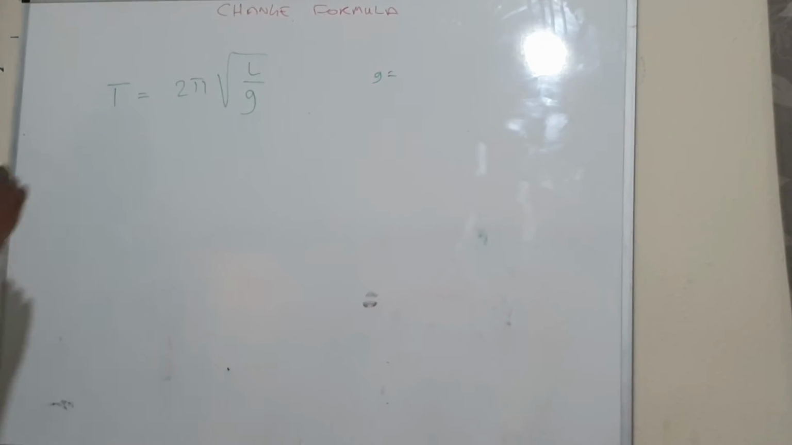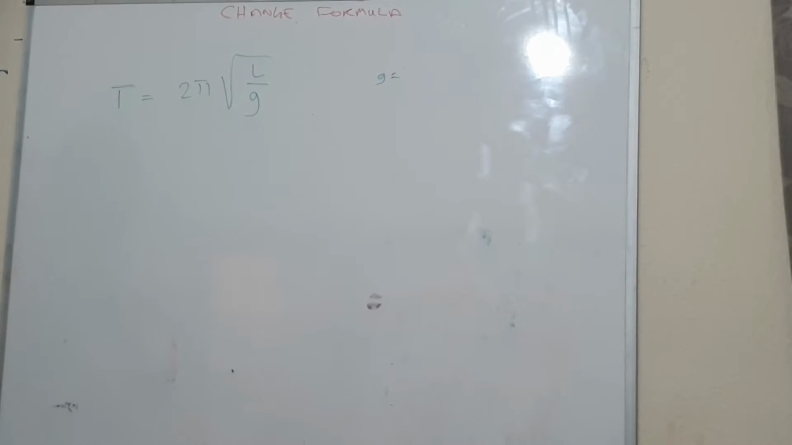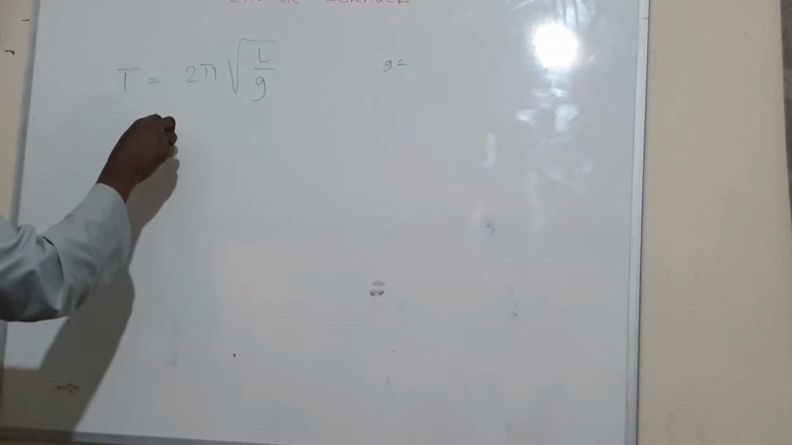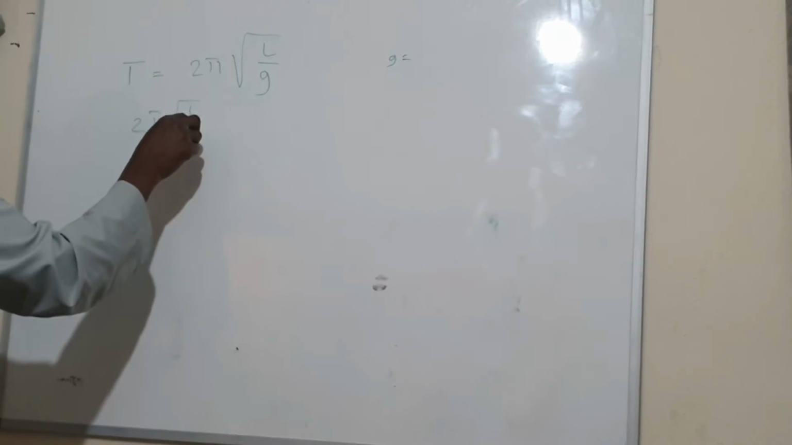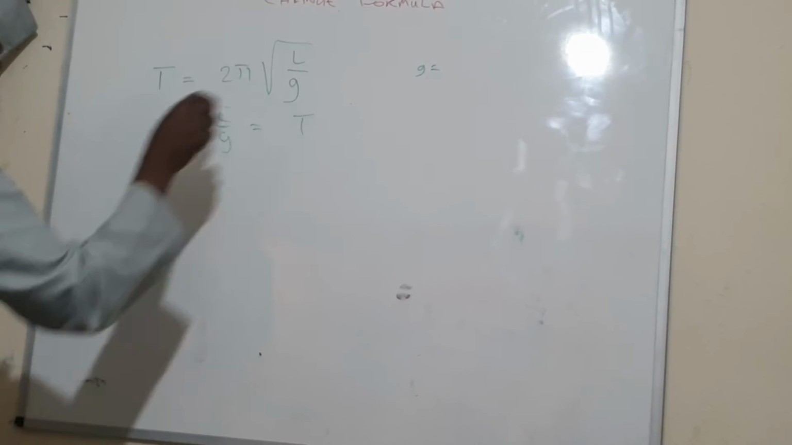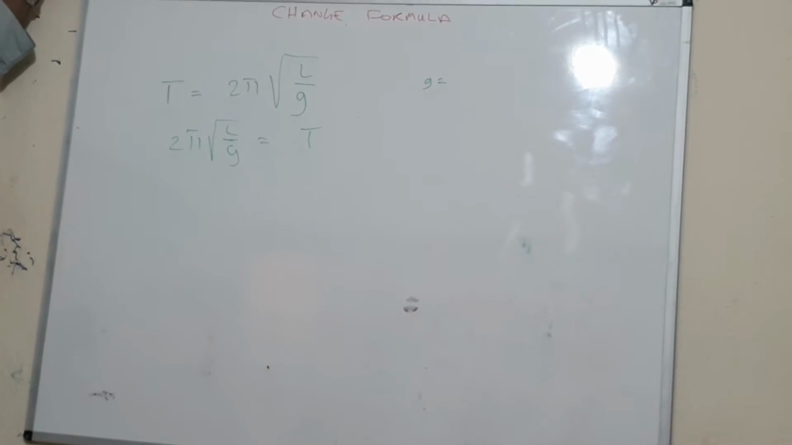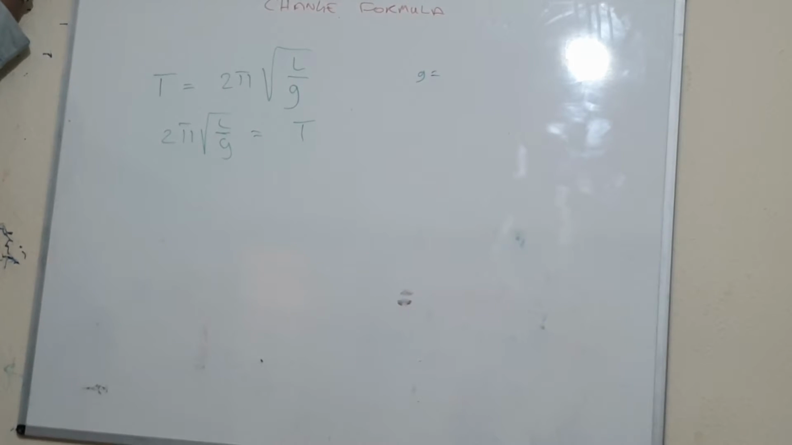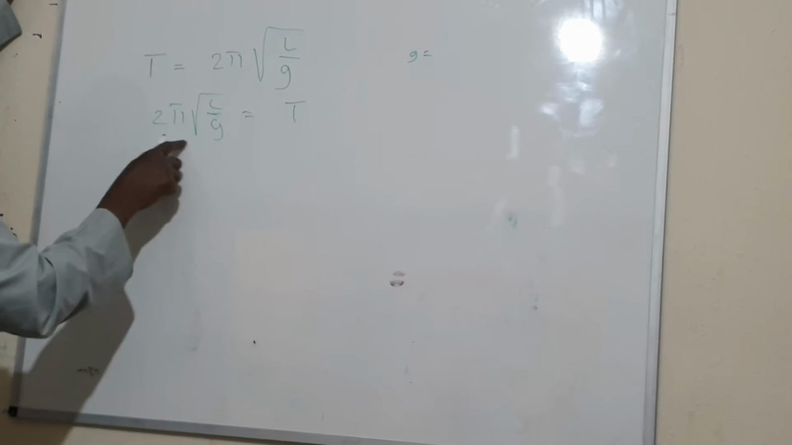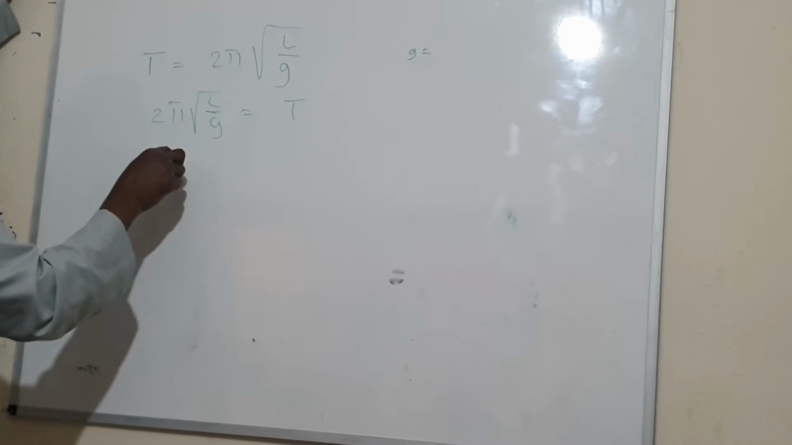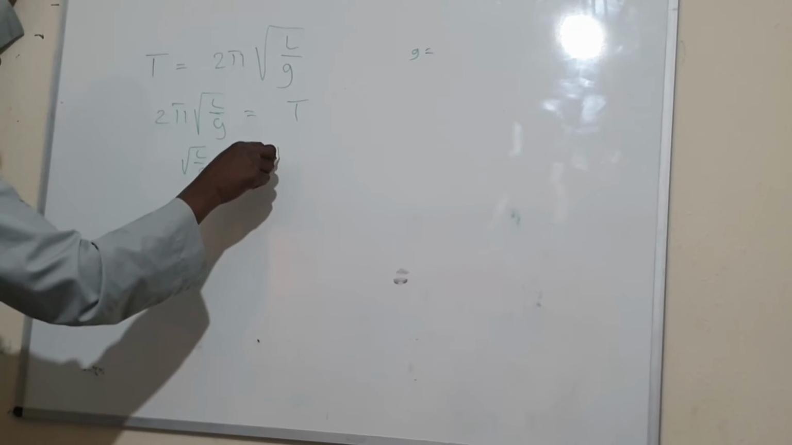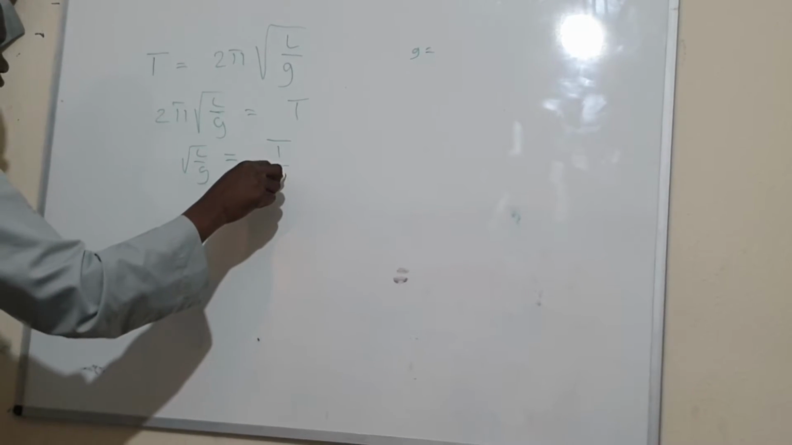So we have G is equal to... So what do we do first? We switch it around. Switch over, yes? 2 pi root of L over G is equal to T. So what do we do? We eliminate the 2 pi, so we divide both sides by 2 pi. So here I will have root of L over G is equal to T over 2 pi.